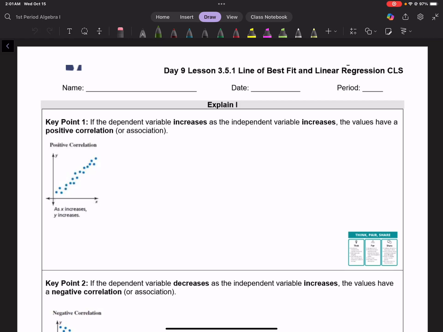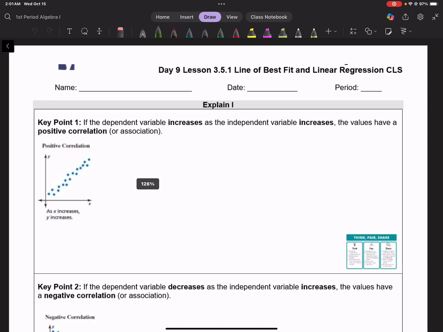Okay, ladies and gentlemen, the first thing that we're going to look at is correlation. Correlation talks about how strong, how accurate your equation is when it comes to looking at data, when it comes to looking at scatter plots. Because let's be honest, when you're talking about real life data, you're not going to get a perfectly straight line, everything lined up perfectly, right? So there are 3 types of correlation.